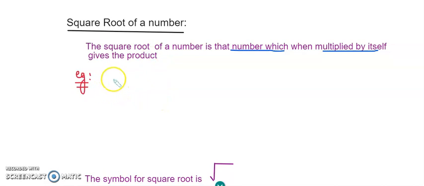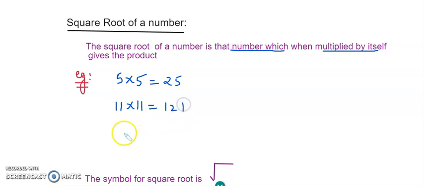So, like in the previous few examples which I took, 5 multiplied by 5 gave me what? 25. In the same way, 11 multiplied by 11 gave me what? 121. And 14 multiplied by 14 gave me what? 196. Okay, just the opposite of that. What do I mean by just the opposite of that?